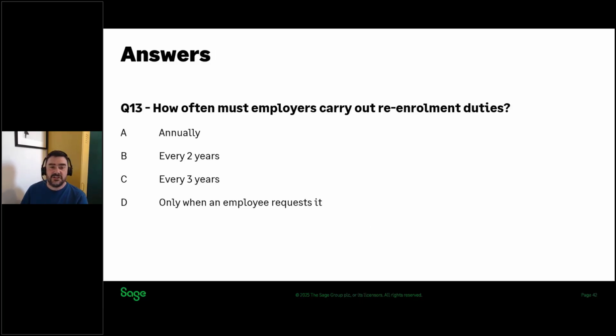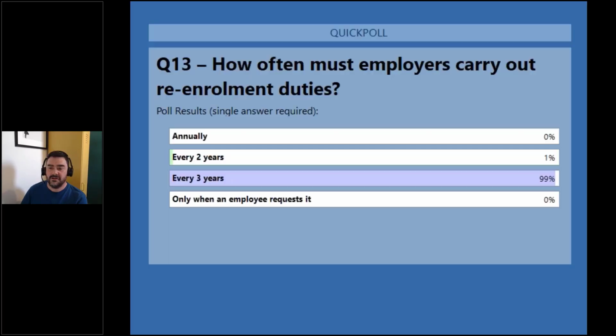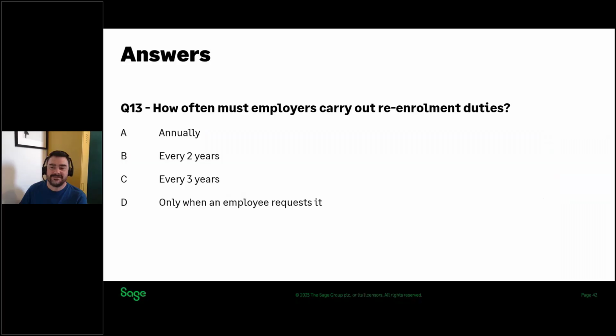So on to the answers to the questions. Question number 13 was, how often must employers carry out re-enrollment duties? So let's take a look at the answers you gave. Got a great result on this one. 99% of you think that it's every 3 years. I think there was a clue in the anagram we've just shared. 1% every 2 years. So let's have a look if you were right.